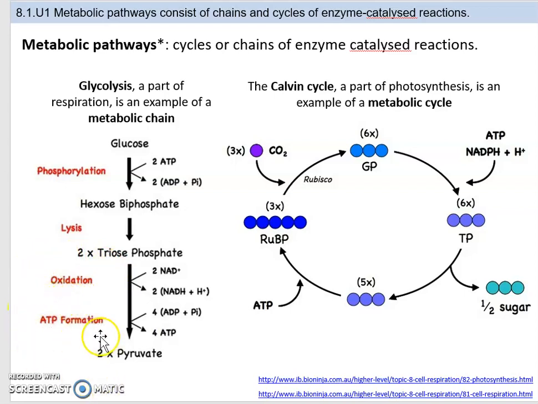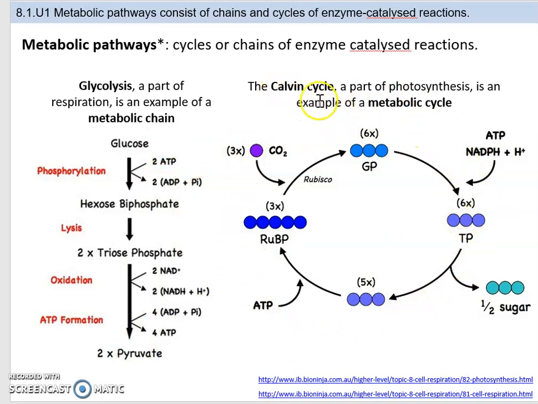And again, this is showing you that we've got ATP formation. ATP formation is also known as phosphorylation, but we've got a pathway or a chain of reactions going on here. So metabolism is a series of chemical reactions. This is a metabolic chain. By comparison, this one is a metabolic cycle.